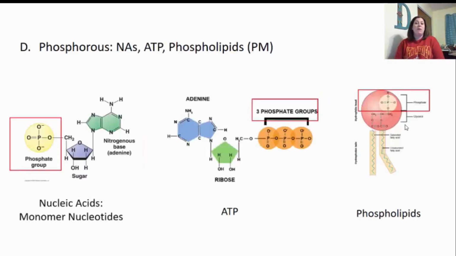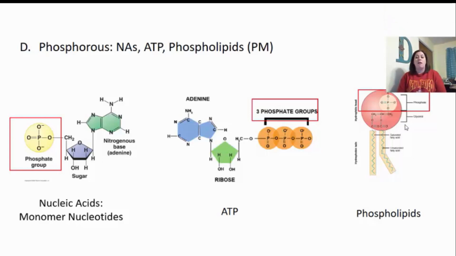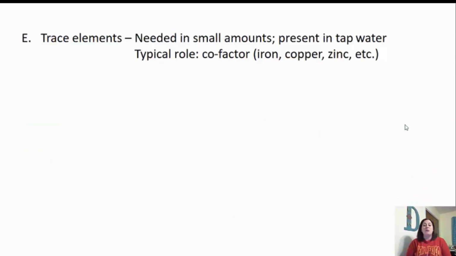Another chemical component that is also important is phosphorus. Phosphorus is found in nucleic acids because nucleic acids have a phosphate group. We also see it's important in ATP, the fact that it is adenosine triphosphate. There are 3 phosphate groups here for ATP. And the phospholipids. Those phospholipids have a phosphate group present, and this is what makes up the cell membrane of the organism.